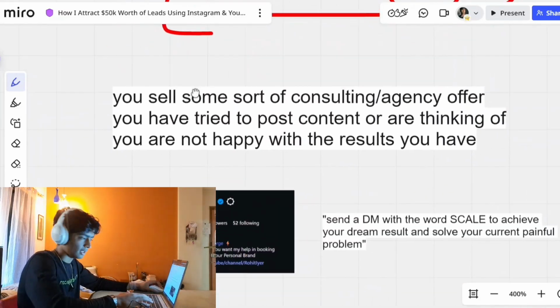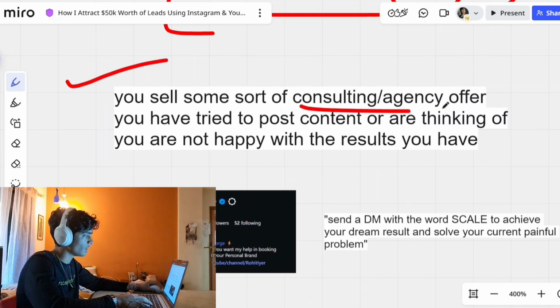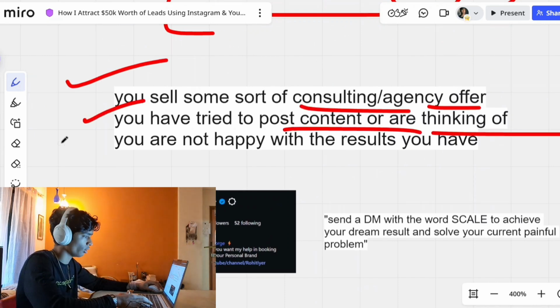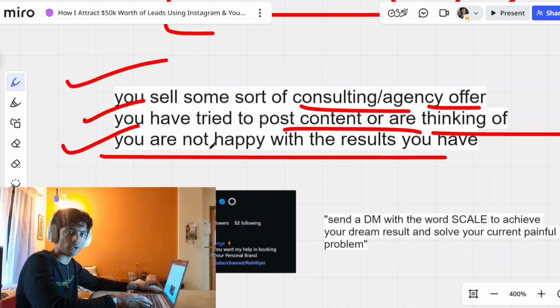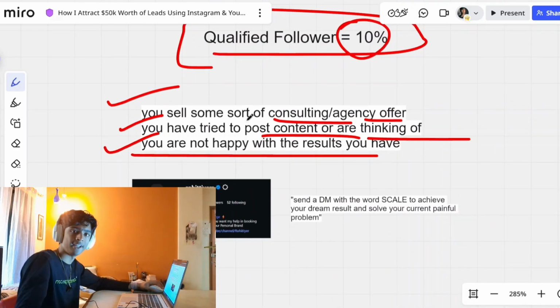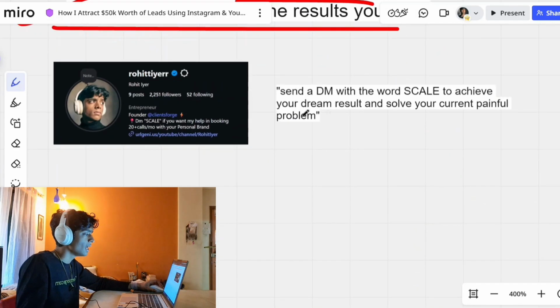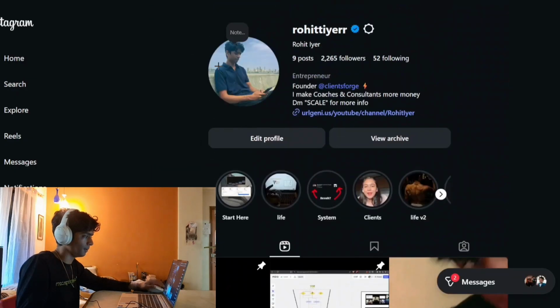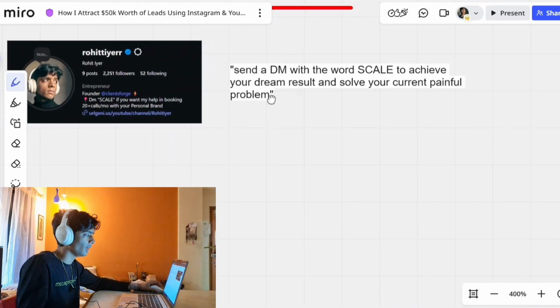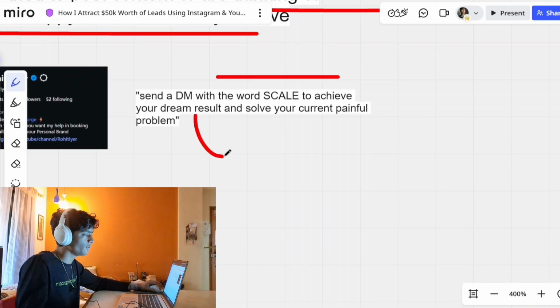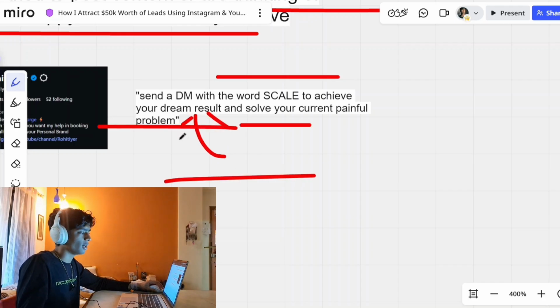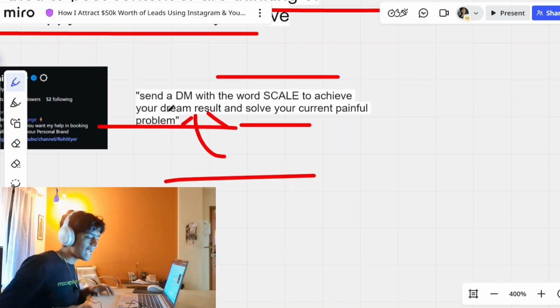So think about it like this. I know you sell some sort of consulting or agency offer. I know you have tried to post content, or are thinking of posting content, but you are not happy with the results that you have. I know this is the state you're living in because I know exactly what you think about. When you look at my profile, it only screams one thing: send a DM with the word scale to achieve your dream result and solve your current painful problem. I am giving you the right solution to your problem.